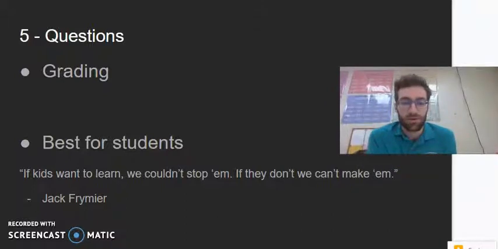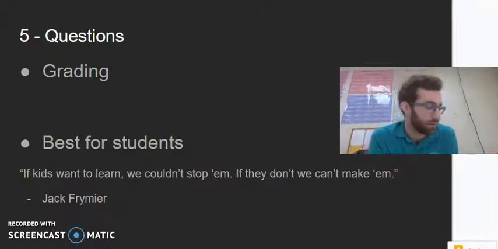This quote I liked from our book, which I think kind of speaks to this a little bit. "If kids want to learn, we couldn't stop them. If they don't, we can't make them." That was by Jack Freimeyer in the textbook that we're using for our course.